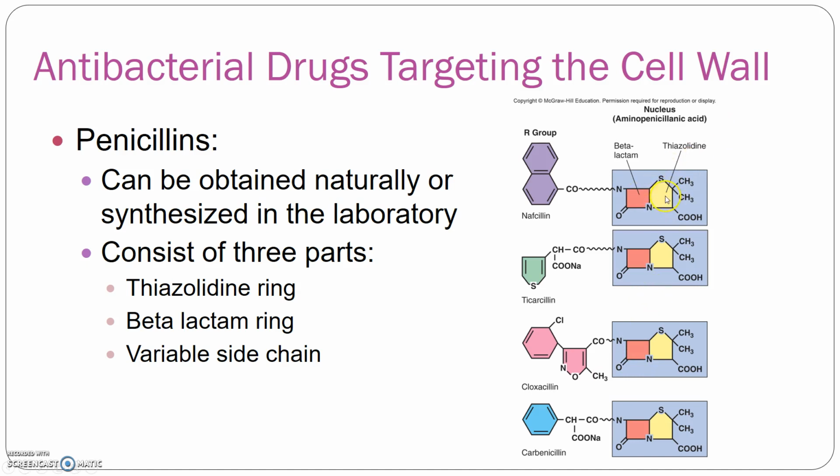So essentially there's three main parts to any of the penicillin class of drugs. This yellow structure here is the thiazolidine ring. In red is the beta-lactam ring. And then over on the side is the R group, the variable chain, which is the one that really changes for the different penicillin classes.